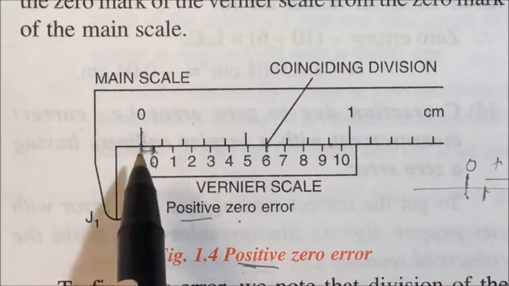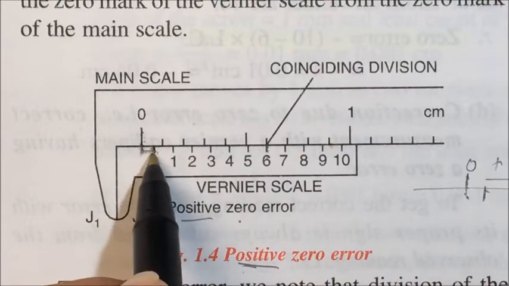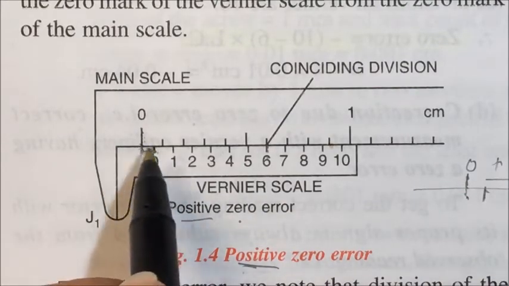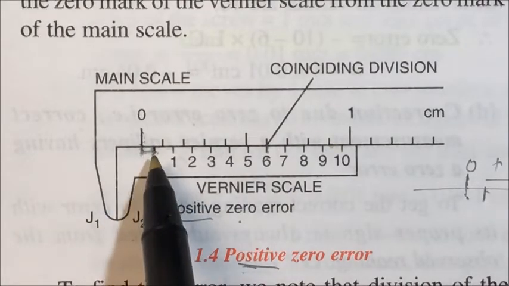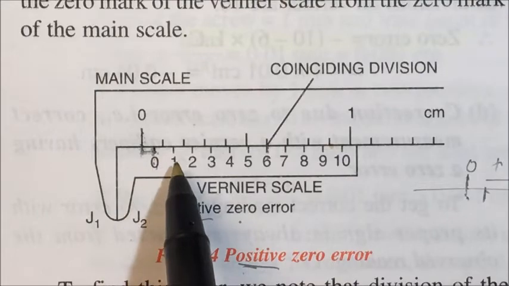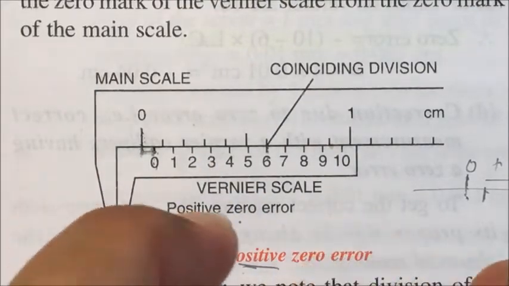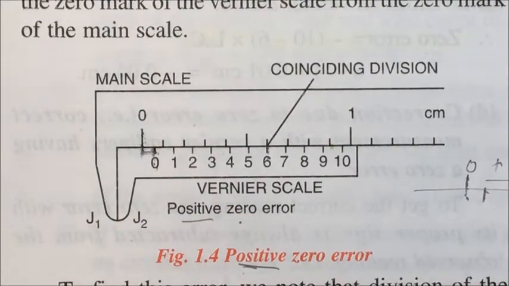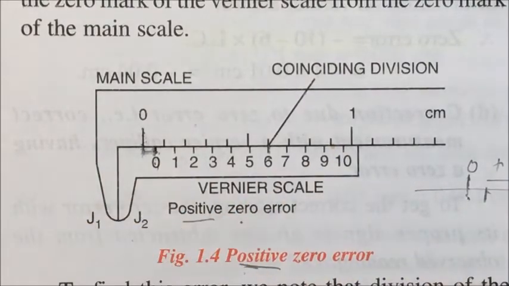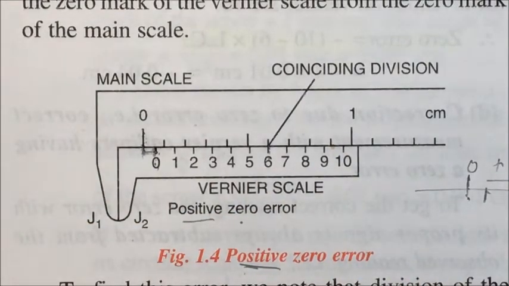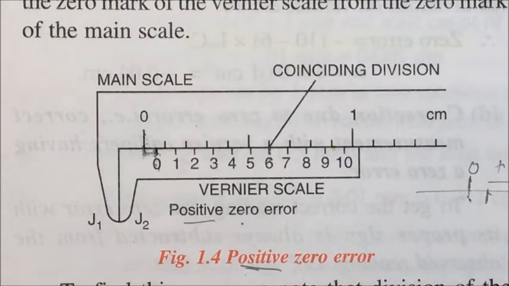But as these jaws are touching, this instrument is already measuring some length. So this extra length has to be subtracted from the observed reading. And this extra length is 0.06 centimeter. This has to be subtracted, because the observed reading is more than the true length of the object. So we will subtract this extra length from the observed reading to get the true reading.